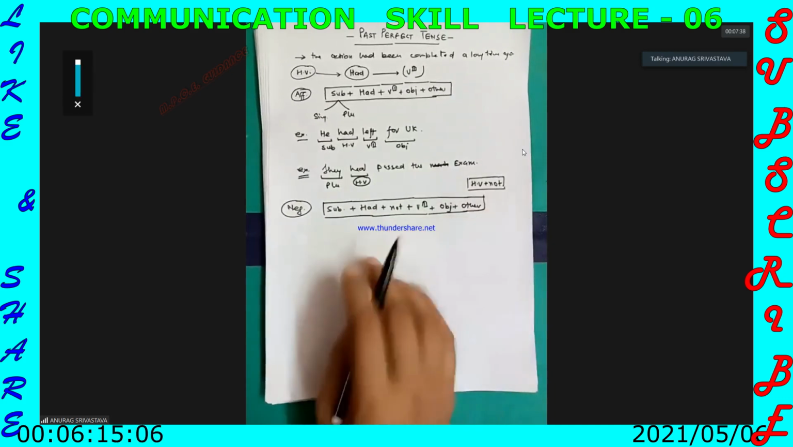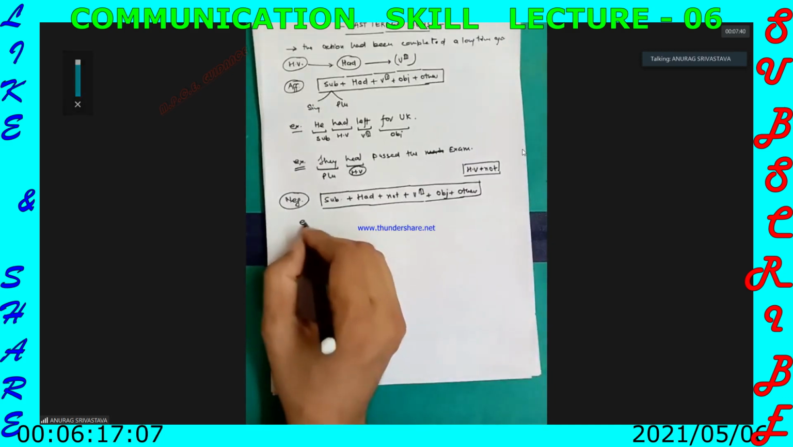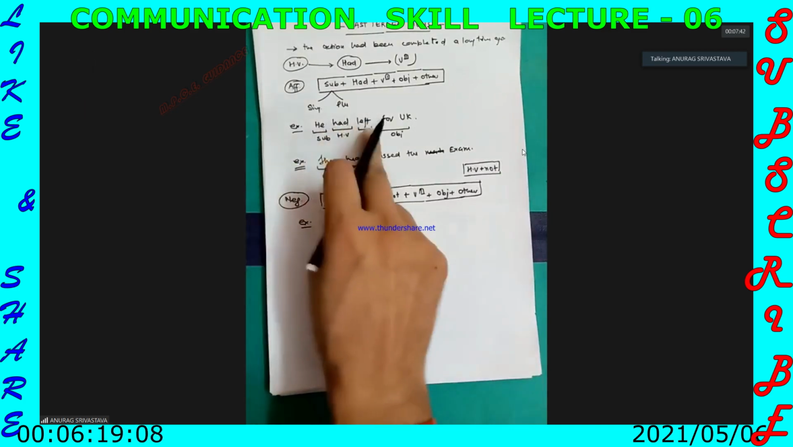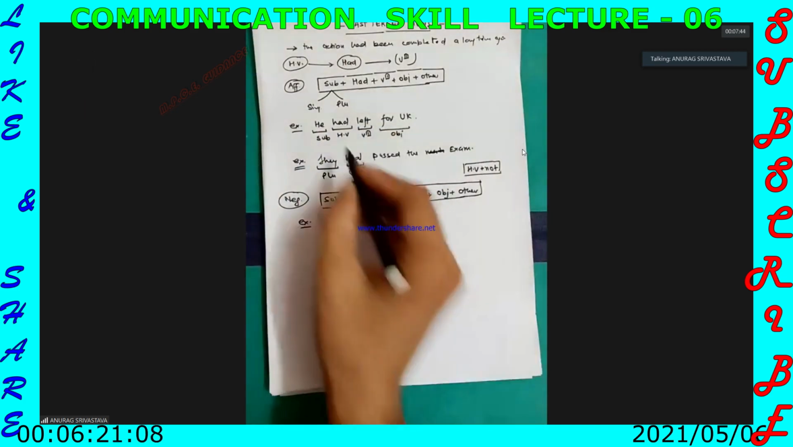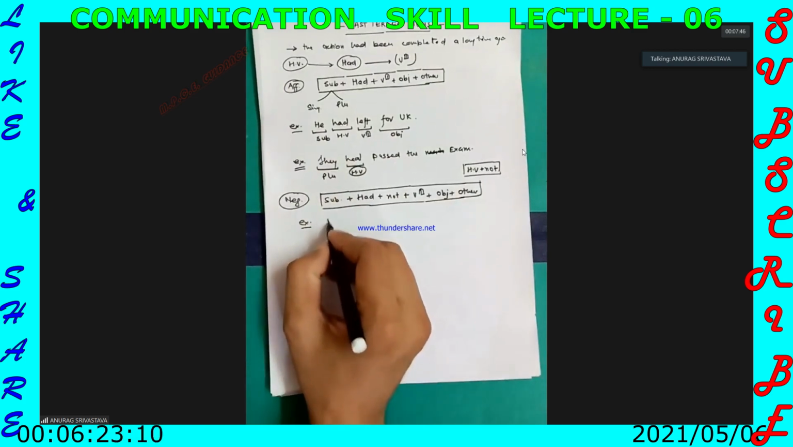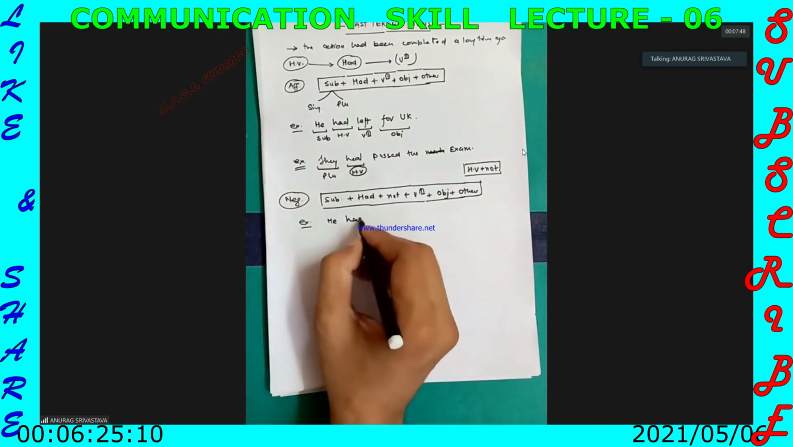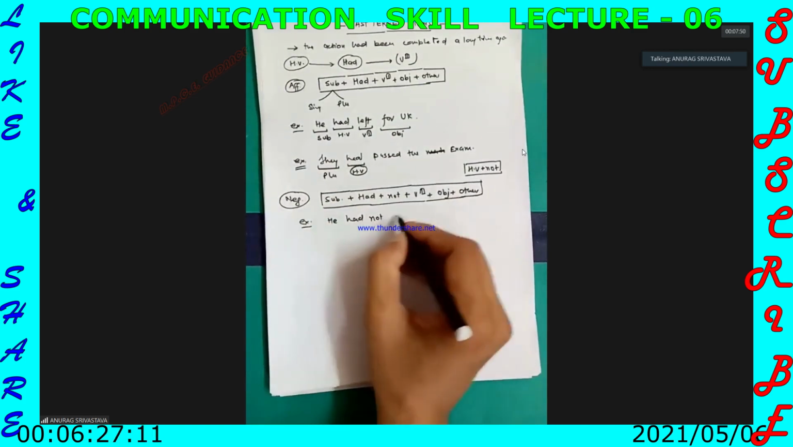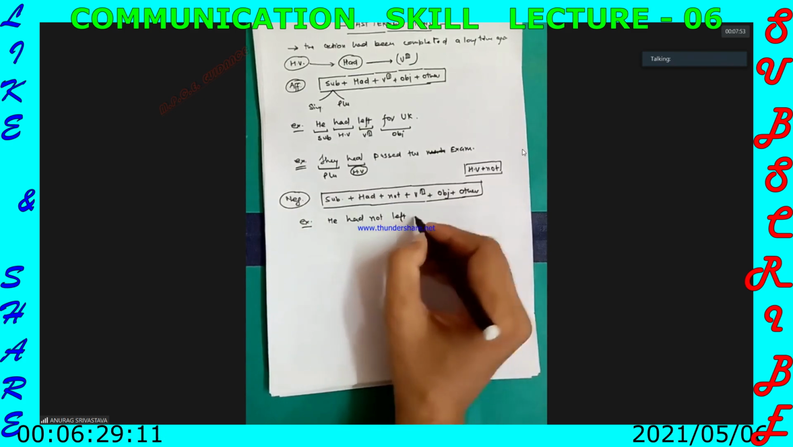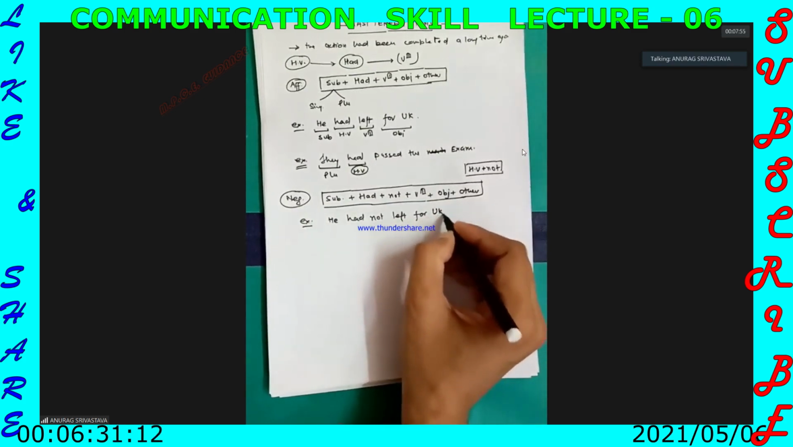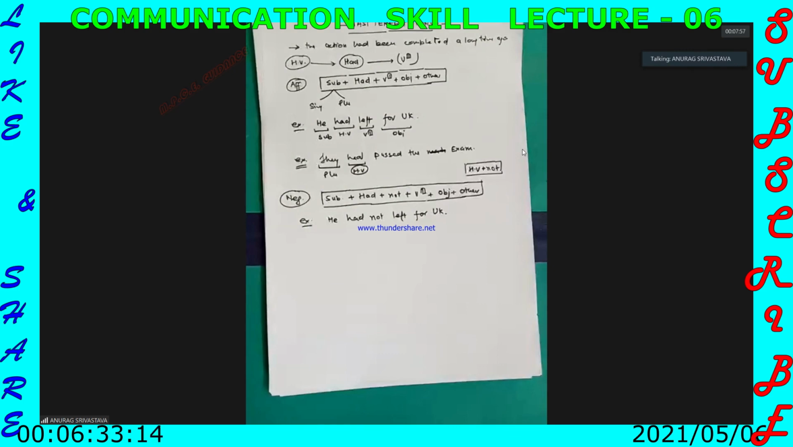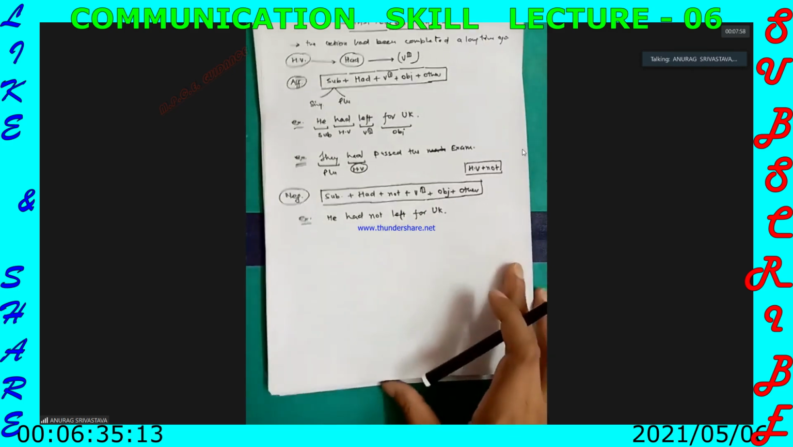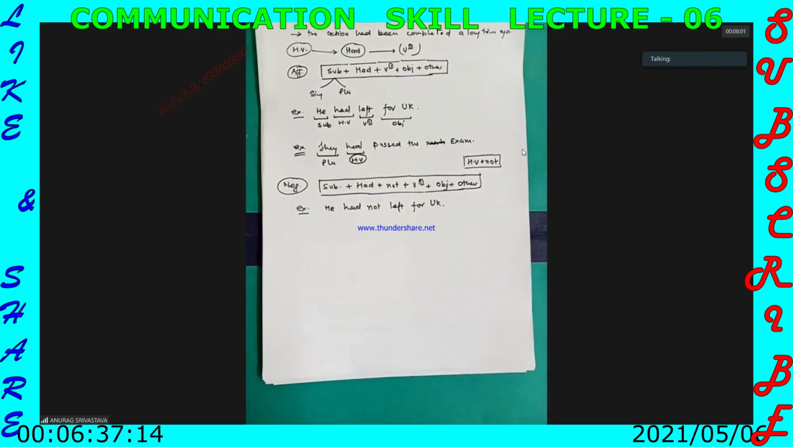We will write the same example. He had left for UK. If we turn it into a negative sentence, it becomes he had not left for UK. This is the negative sentence in past perfect tense. Someone is saying something?